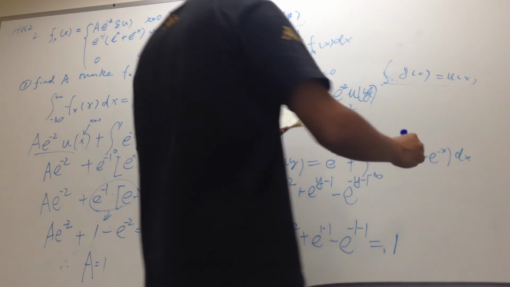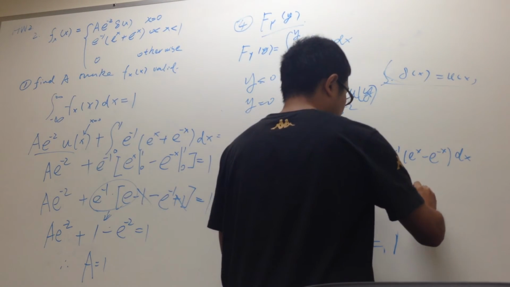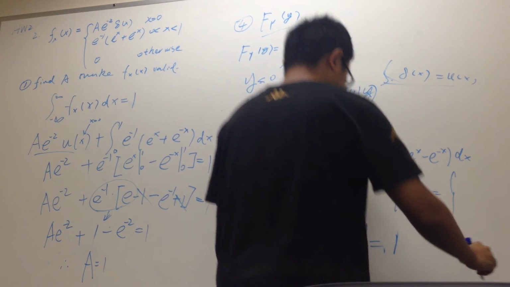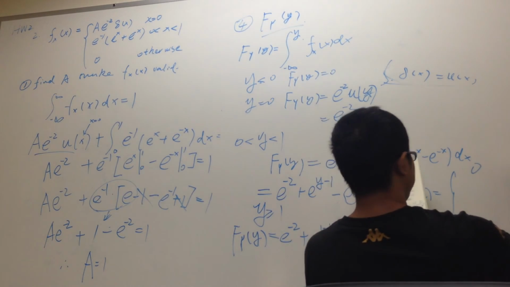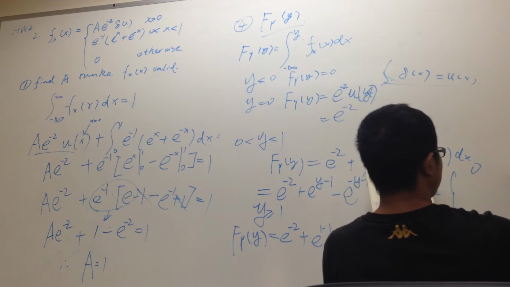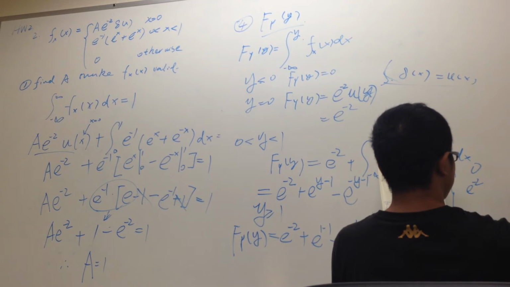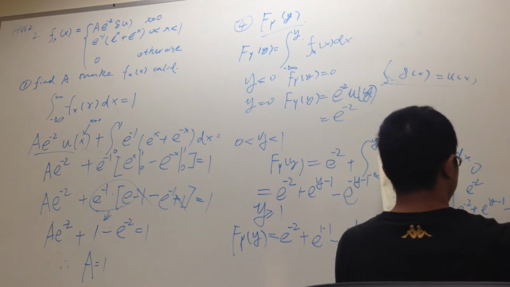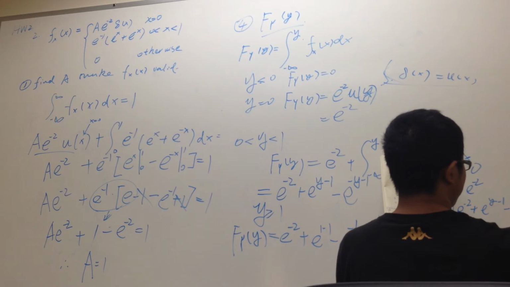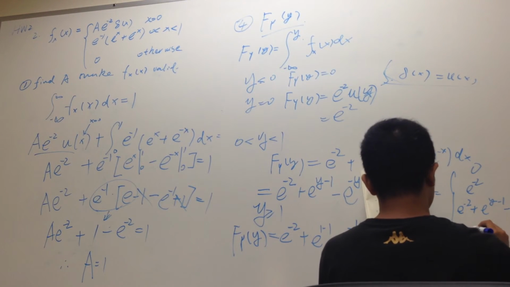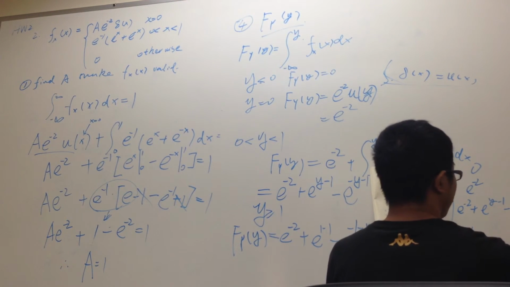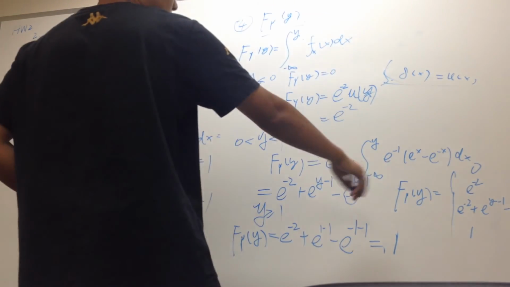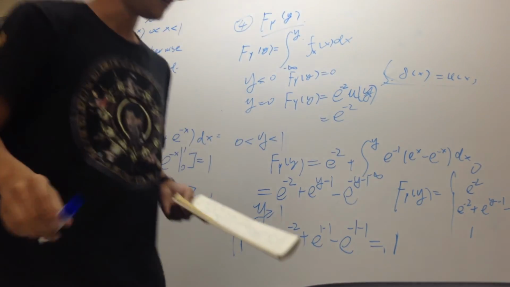So in total, F_Y(y) equals 0 for y less than 0, e minus 2 for y equals 0, e minus 2 plus the expression above for y between 0 and 1, and 1 for y more than 1. So this is the analytical equation for F_Y(y). Okay, sorry.